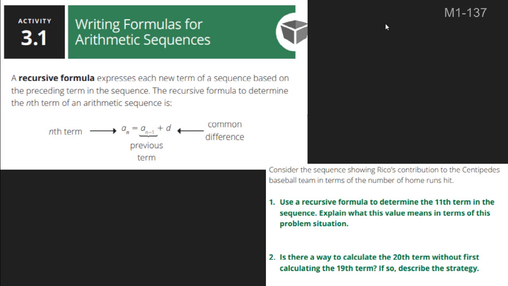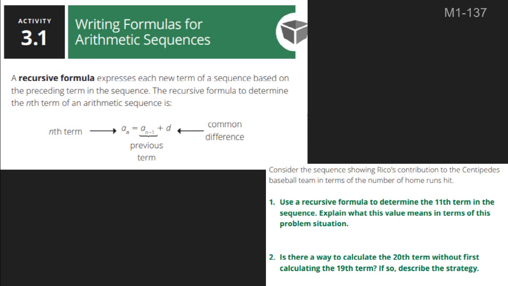Page M1 137 is where we're going to get into writing the formulas. The first couple formulas that we're going to learn are going to be for arithmetic sequences, which just means they have a common difference. We're either adding or subtracting the same number over and over, and that's how the pattern is formed.